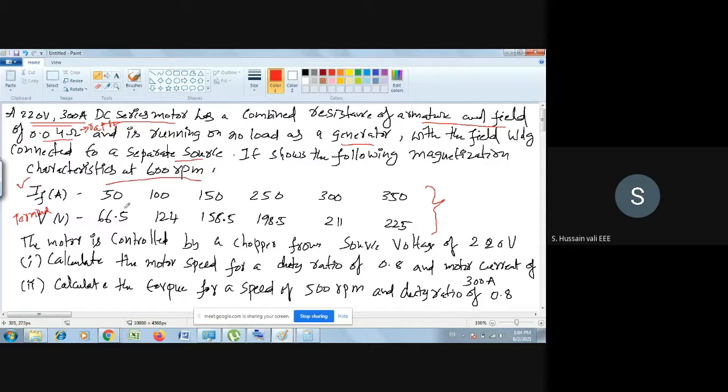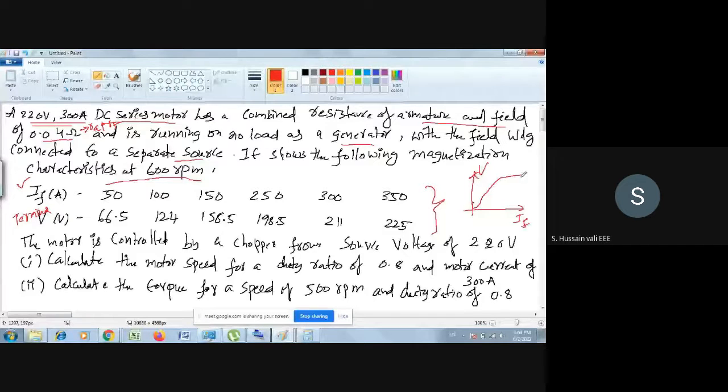This is the terminal voltage. So you run at no load. Please recall that something like this you do. This is IA, this is voltage. So you get something like this. Please recall, some kind of curve you will get like this.